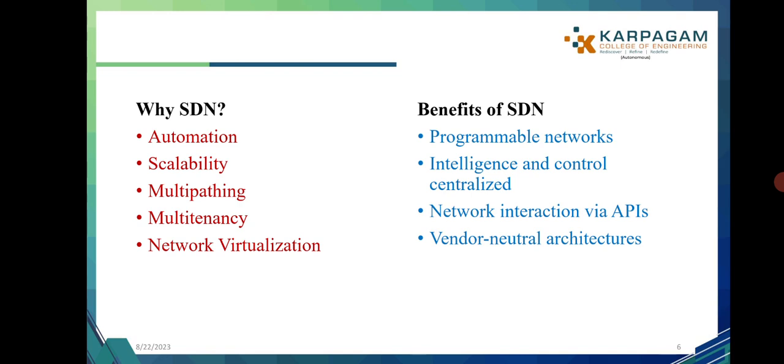Then it provides intelligent and centralized control. By programming you get automation, and if you do automation, you achieve intelligence in the network, right? Then network interaction via API: the control plane and data plane will interact with each other using this programmability feature. Then vendor neutral architecture, that is, we use open source technology here.